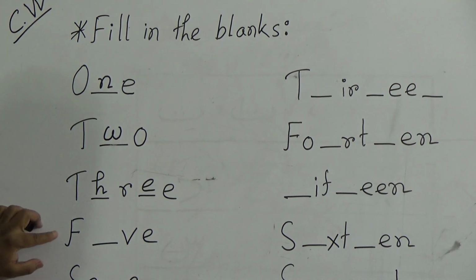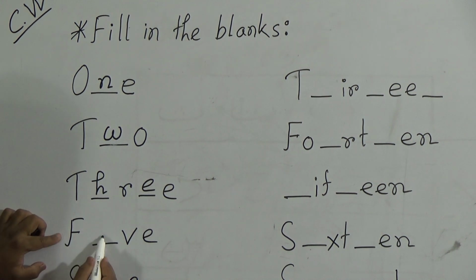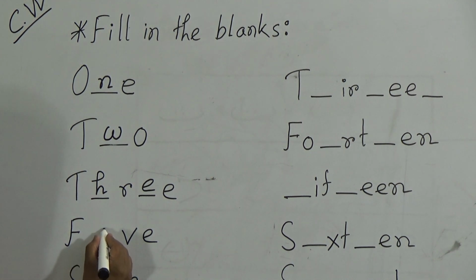The next one, look, my dear students, F blank V-E. That means it will be 5. F-I-V-E, 5, right? So this blank should be filled up with the letter I. Okay, F-I-V-E, 5.